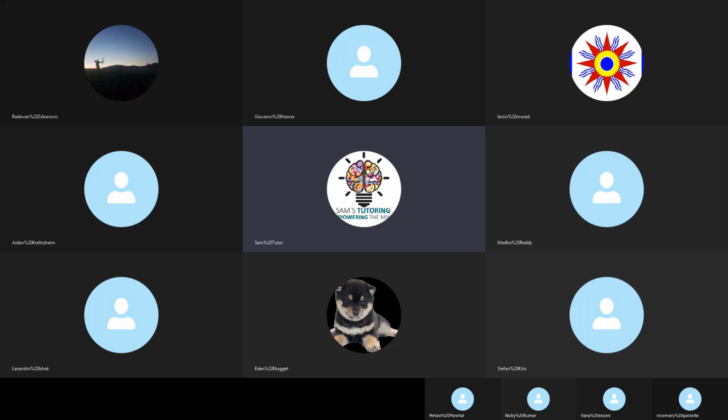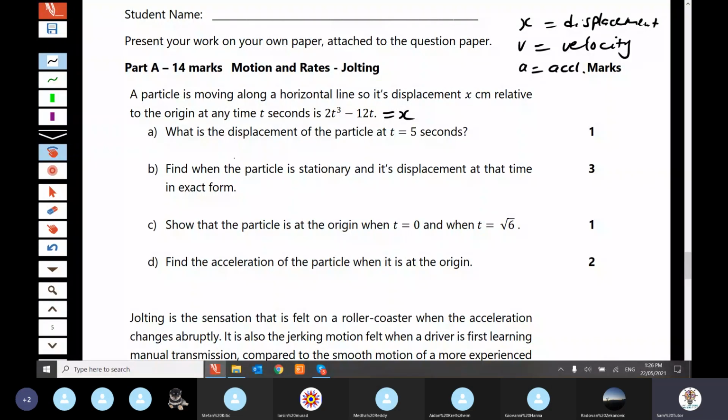What is the displacement of the particle at t equals 5? Sub it in, and you get 190 centimeters. Find when the particle is stationary and its displacement at that time.